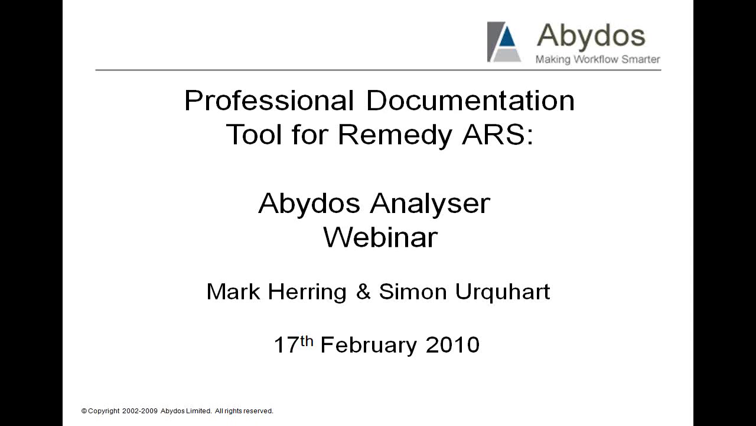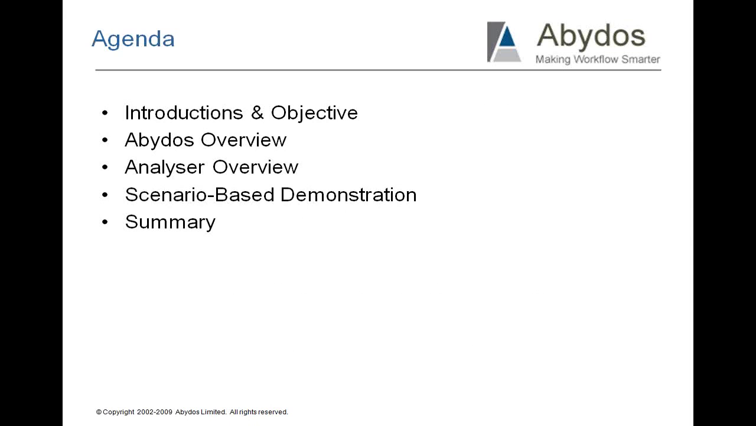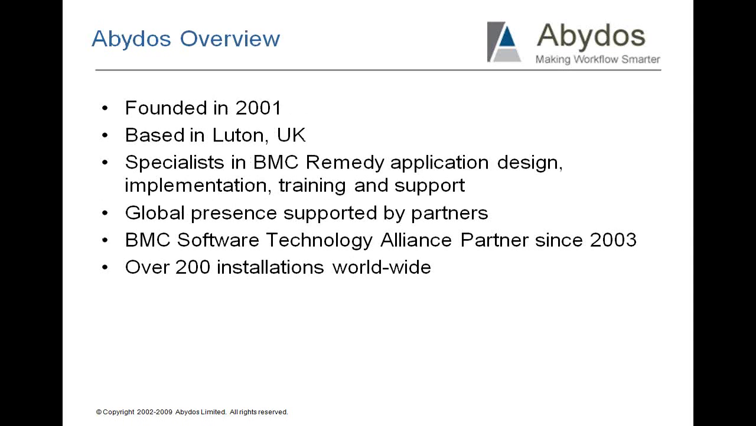So we're just going to go through some initial slides first of all. We're going to review the objectives of the product we're going to show you today, a bit of an overview on Abydos, the company, an overview of the Analyzer product, and then we're going to get into the demonstration. For those of you who don't know about Abydos, we've been around since 2001. We're based in Luton in the UK, just north of London.